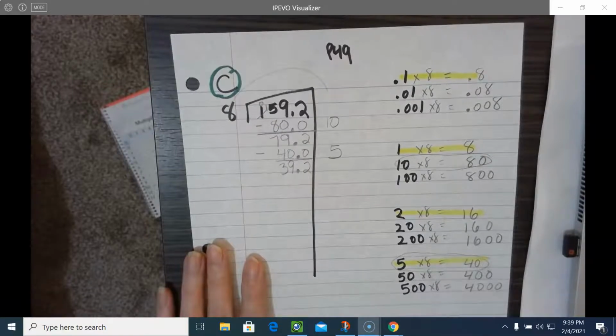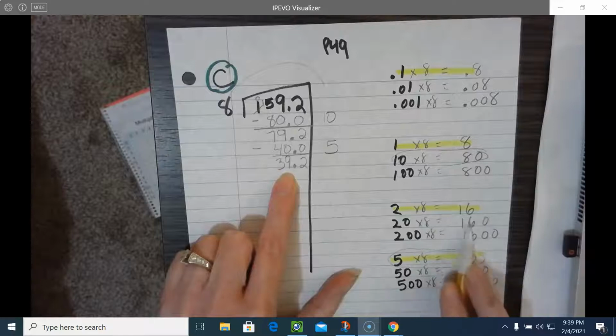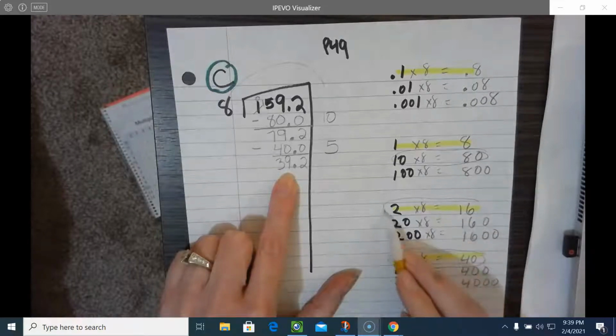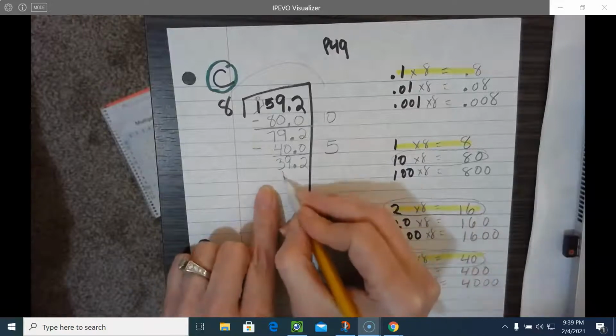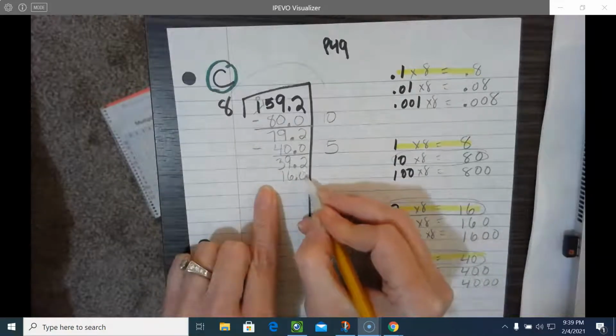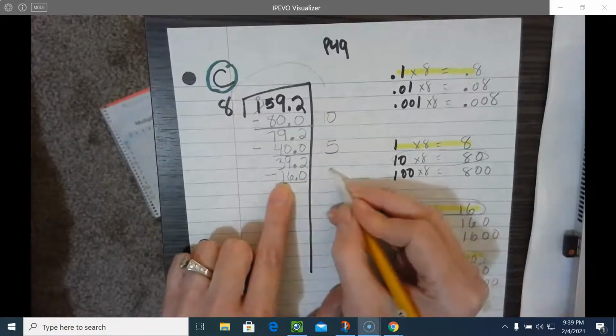Once I move into this, now I've got a 39. Oh, I'm just short every single time. That 40 is too big. So now I've got to go a little less. I'm going to go to this 16 right here. 16.0. And then I multiply that 8 by the 2.